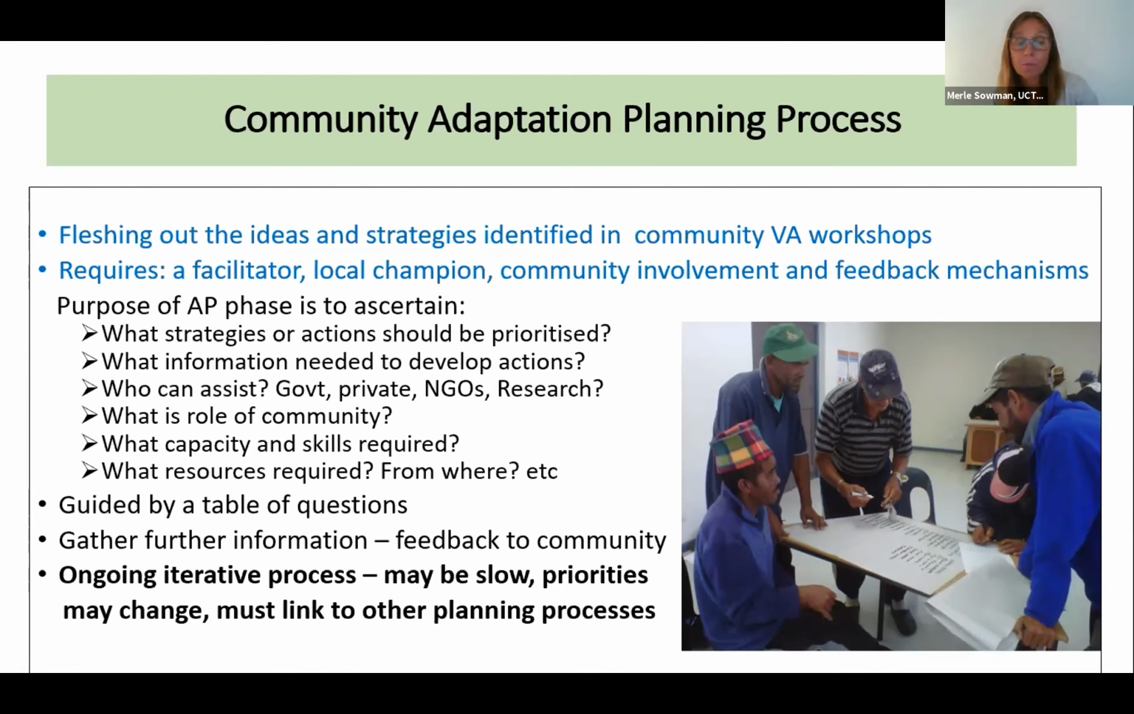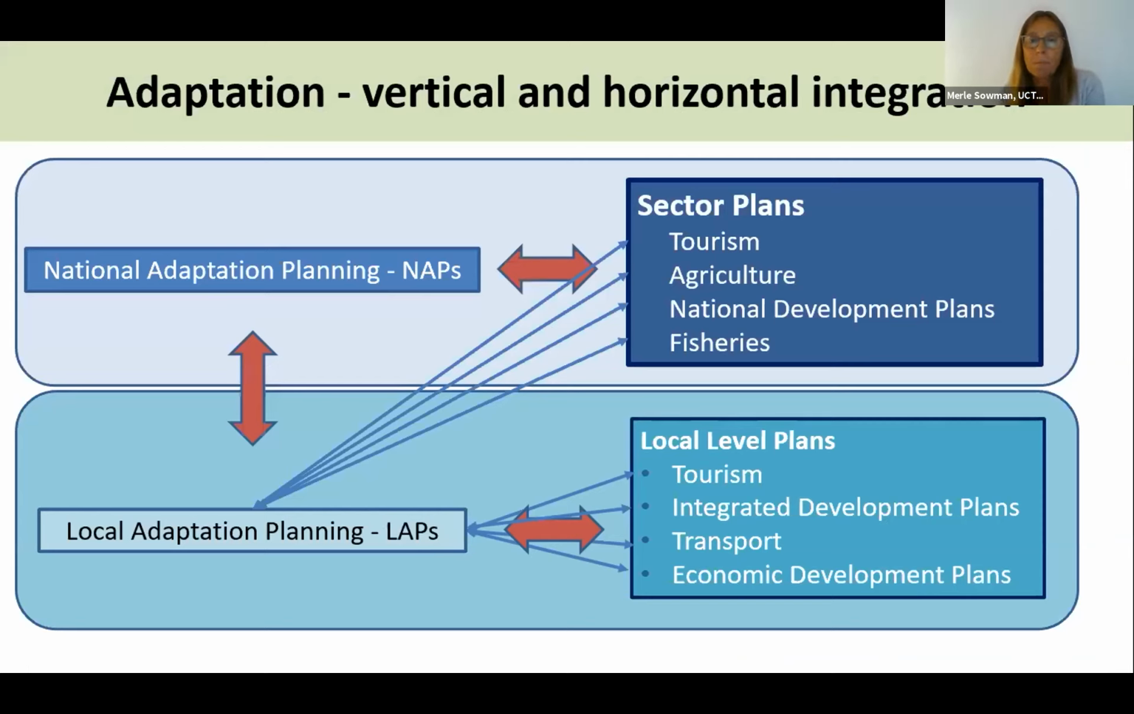This is an ongoing iterative process, and obviously working in communities, we know these can be slow processes, priorities change. And what's critically important is that these local level adaptation planning processes need to be linked into other planning processes in order to ensure that the plan that is developed can be implemented. And so it's not only about implementing these local level adaptation plans into, for example, integrated development plans or local tourism or economic development plans, but it's also about upscaling them and integrating them at the national level into national climate adaptation plans and even sector plans like fisheries sector plans.